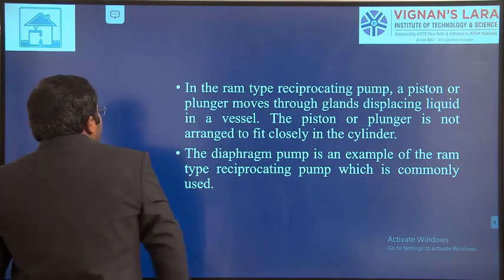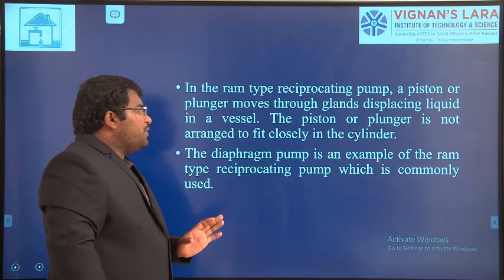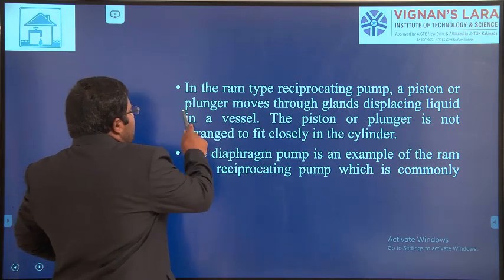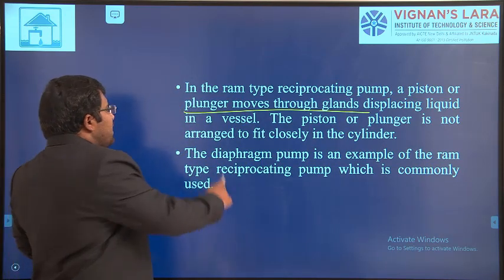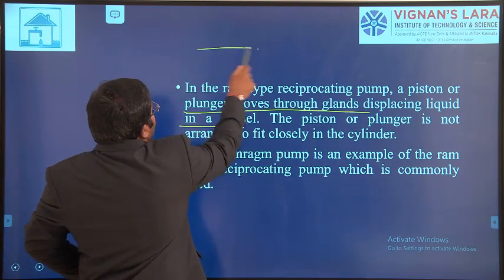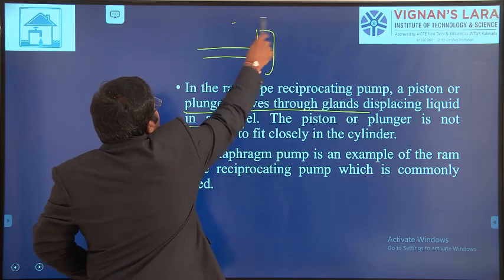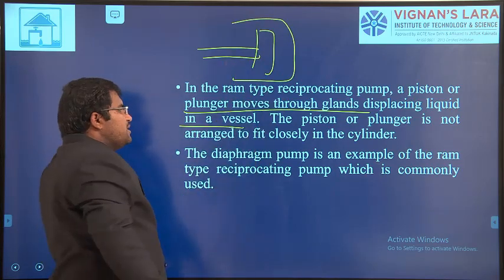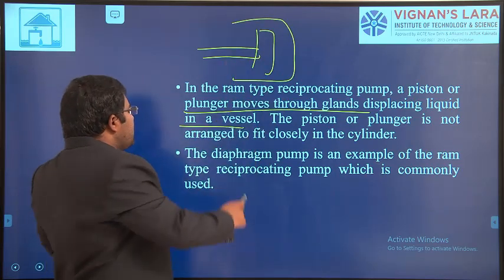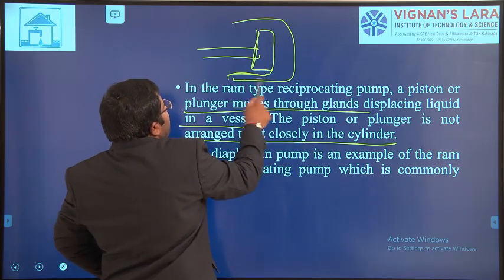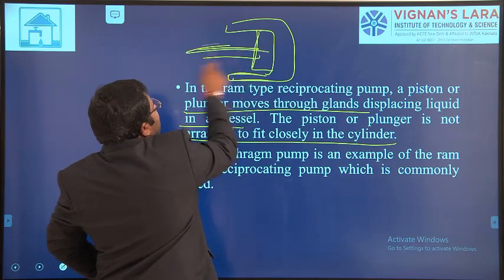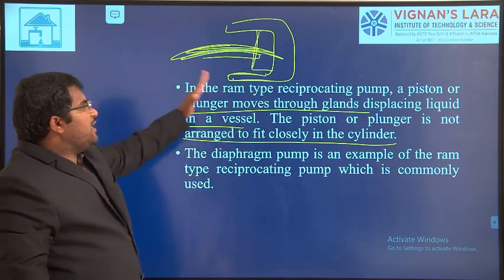Next we will see the ram type reciprocating pump. A piston or plunger moves through a gland, displacing liquid in a vessel, right. So normally we will have a piston like this, okay. This is going to move in a vessel. The piston or plunger is not arranged to fit closely in the cylinder. It should not be fitting tightly, okay. It has to move freely with front and back motion.